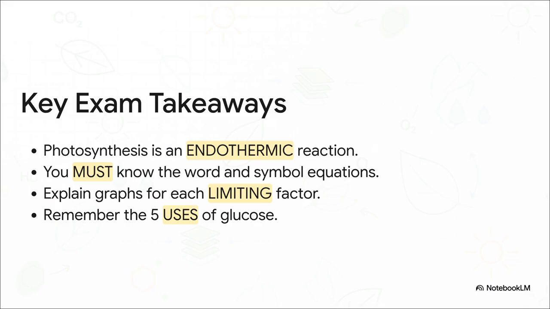All right, let's boil it all down. To wrap this up, here are the absolute must-know points for your exam. Number 1, photosynthesis is an endothermic reaction. It takes in energy. 2, you must know both the word and the balanced symbol equations. No excuses. 3, be able to explain those limiting factor graphs, especially why they level off. And 4, remember the 5 uses of glucose. If you can nail these 4 things, you are going to be in fantastic shape for any question on this topic.